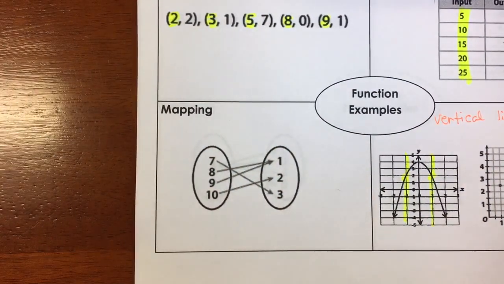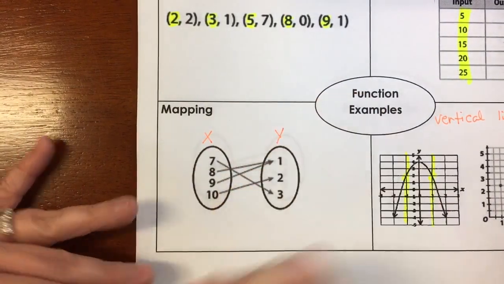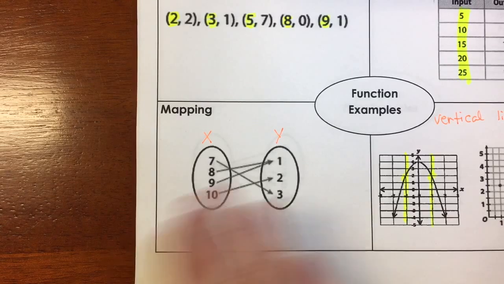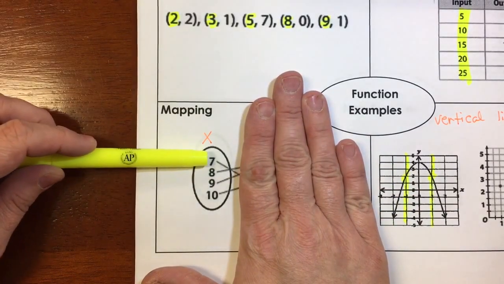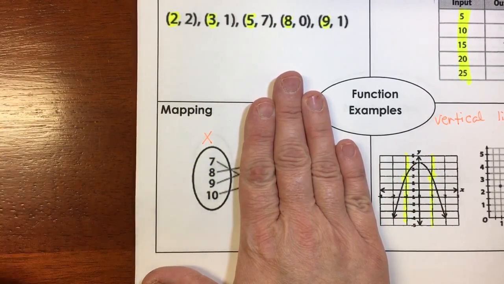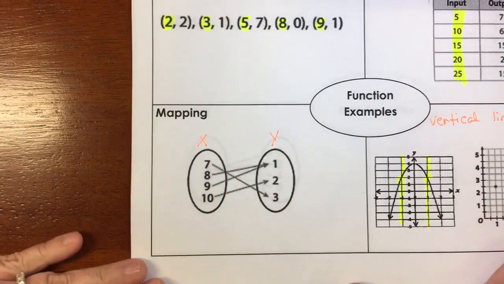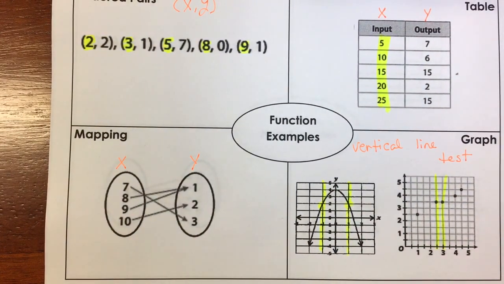On the mapping, again, it's all about that x. X is on the left, y is on the right. So you want to cover up your y's. You want to look at your x's and see, is there more than one line coming out of any of these numbers? No, there's not. So this is a function. So these are examples, the 4 ways we see the functions. And these are all examples of that.